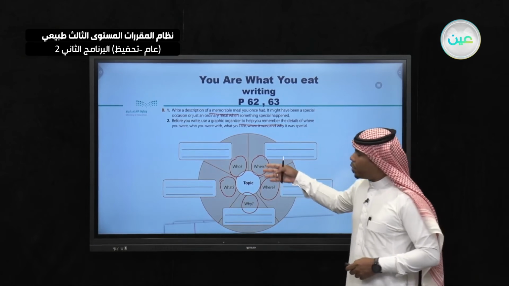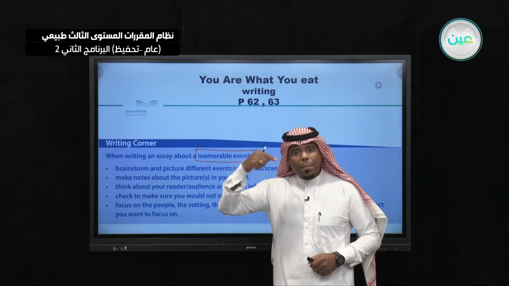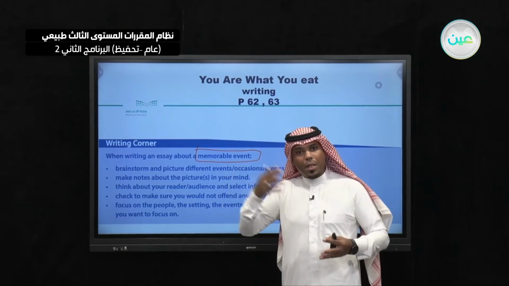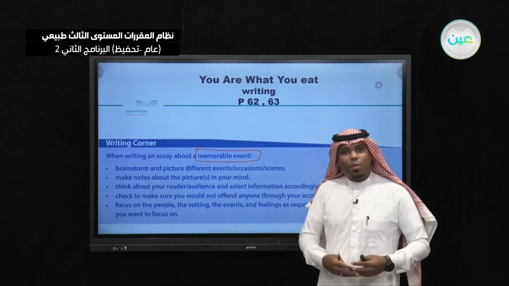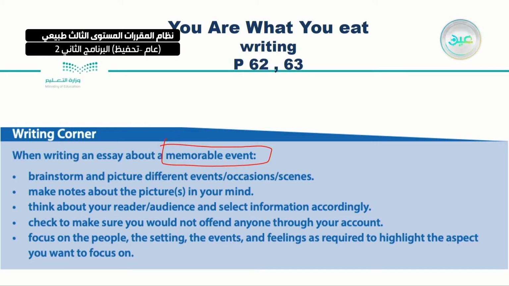But first, we need to read, from the right corner, how we can write this description. Now, let's read together. When writing an essay about a memorable event, what should I do? The first one: brainstorm and picture. Try to brainstorm, remember, and picture. What does it mean to picture something? It means to imagine something in your brain. So here, brainstorm and picture different events, occasions, or scenes. Very good. Number two: make notes about the pictures in your mind, the special occasion we are talking about.